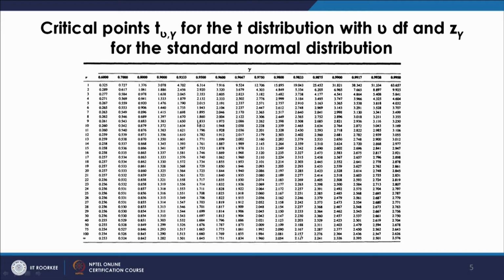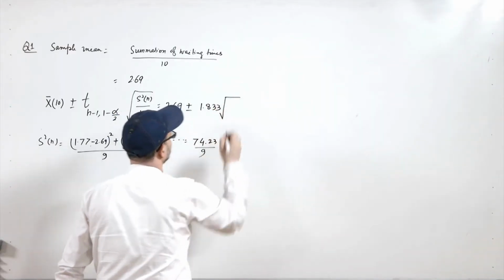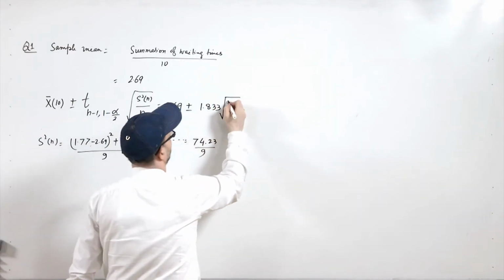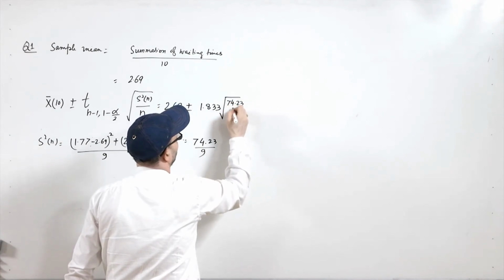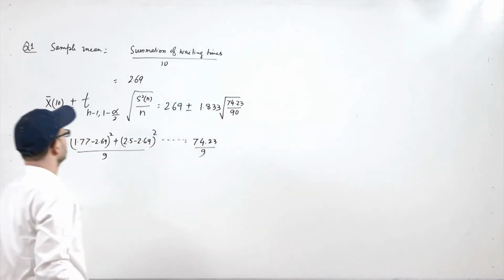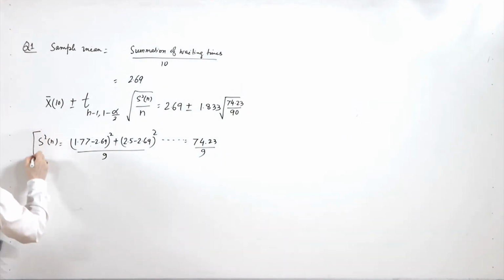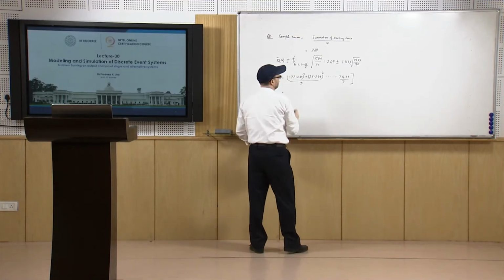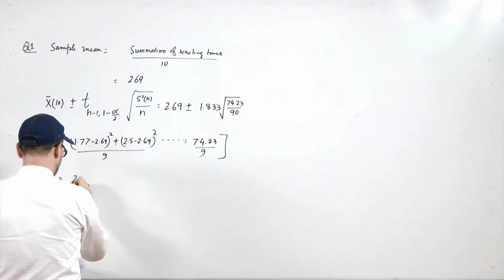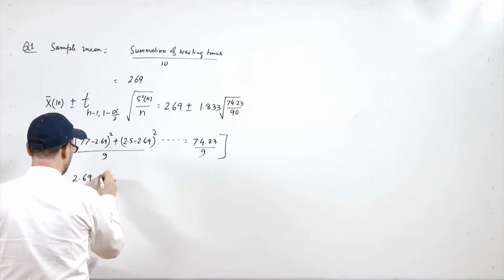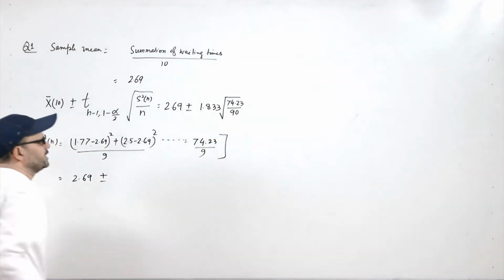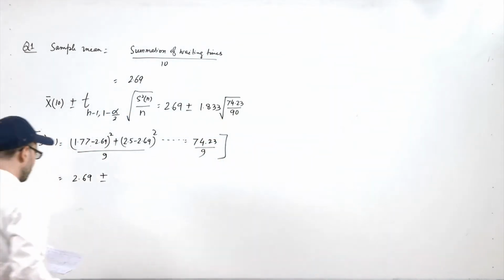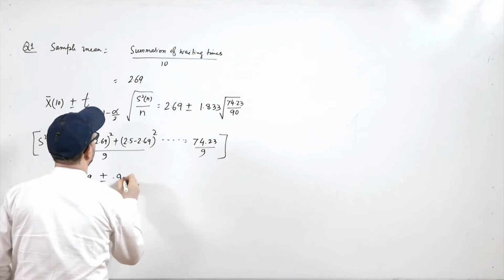So, this will be 1.833 and then under root, and this will be 74.23 divided by 90. So, we got that. Now, if we do this computation, we are going to get 2.69 plus minus, if you compute this, it will be something close to 0.91.